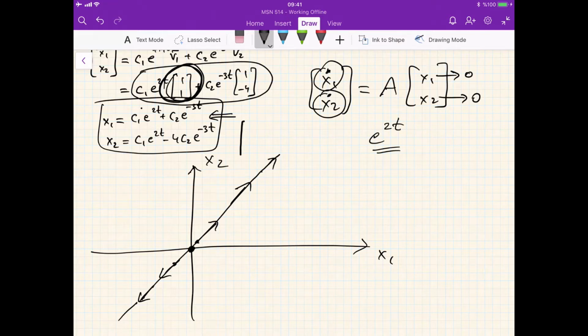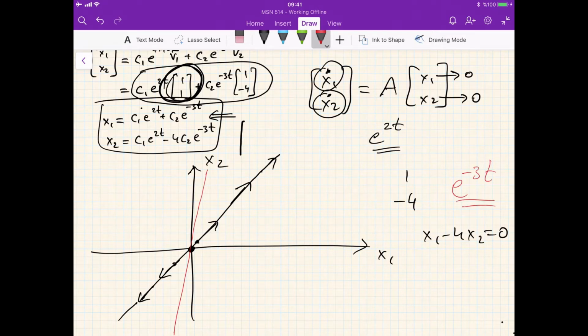And then there is another vector, 1 minus 4. Basically, you can write down this vector by writing x1 minus 4x2 equals 0. Just trust me with this. And that vector has something like this. And what is the function? It's e to the minus 3t, right? And what is it doing? It should approach this point.